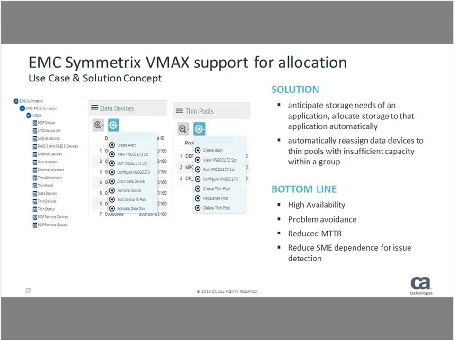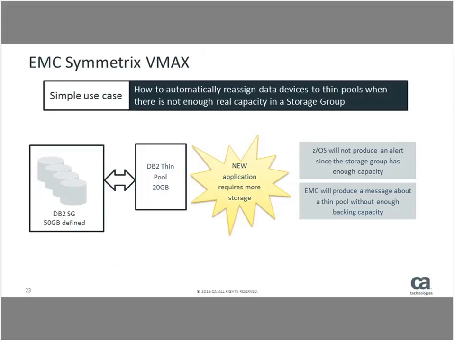What that really works out to be is, if I'm looking at a storage group for DB2 and they have a 20 gigabyte thin pool, and a new application comes up and defines that it requires additional storage, I now can have the alert generated by z/OS to let me know that the storage group doesn't have enough capacity, and then we'll actually get a message from EMC to tell us where there are things without that capacity. And then it allows me to make those decisions and assign the data devices to the pools as necessary based on where my requirements are.